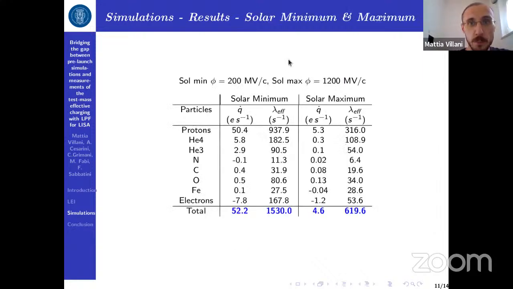Then we simulated the solar maximum and solar minimum, considering protons, helium-3, helium-4, nitrogen, carbon, oxygen, iron, and electrons. We see that the largest contribution to the net charge is from protons, then follows that from helium, and a large negative contribution from electrons, which essentially erases that of helium. So in the end, the charging was about that of protons.